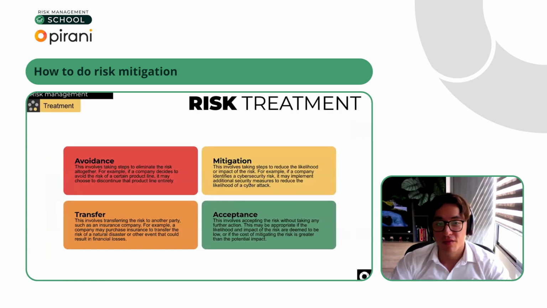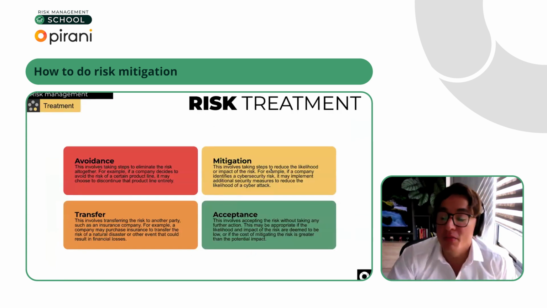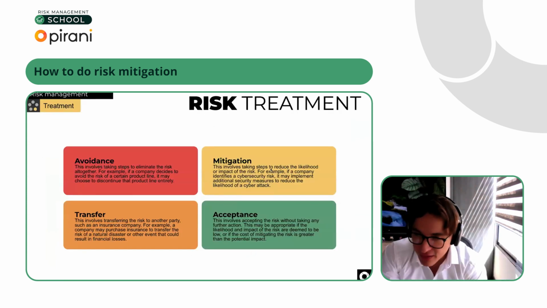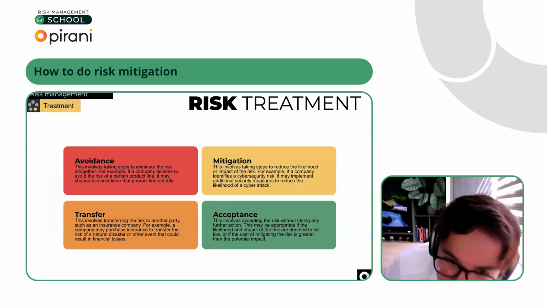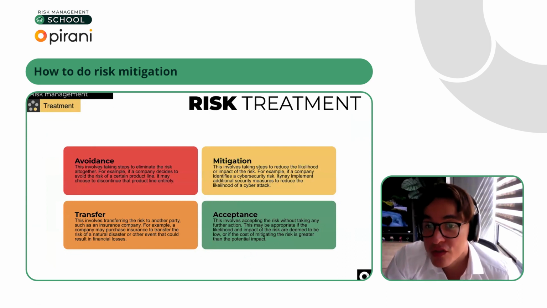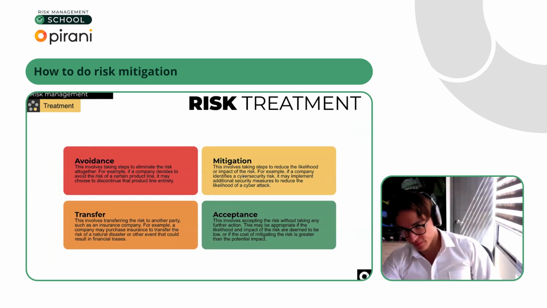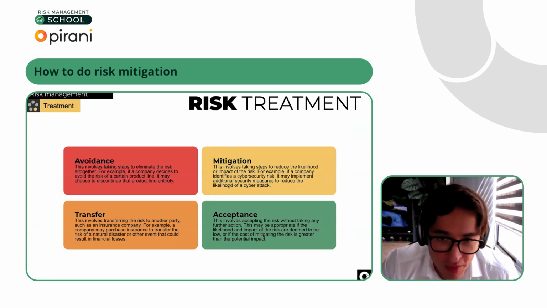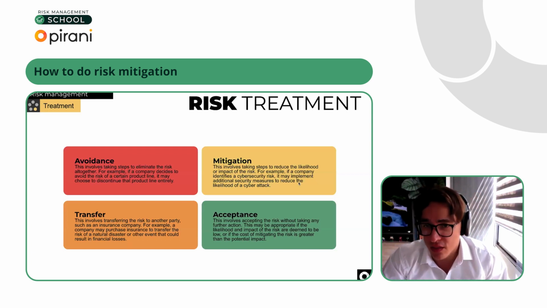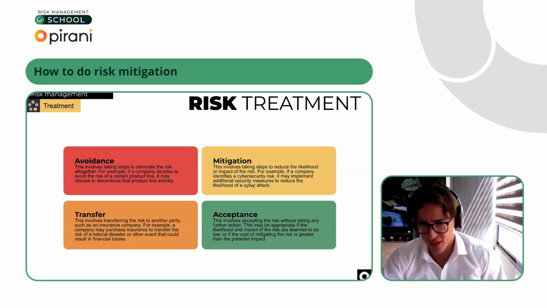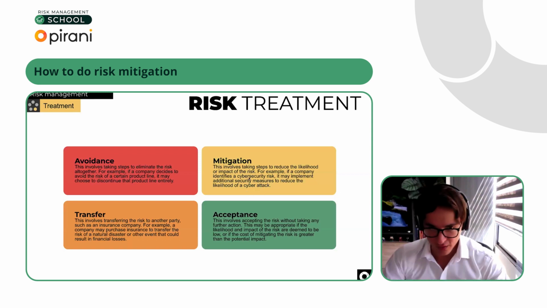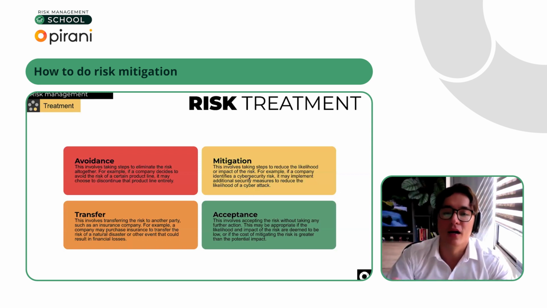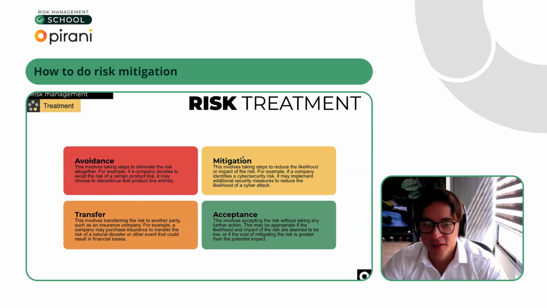But the first step will be mitigation. And again, this is not the only risk treatment that you can follow. This involves taking steps to reduce the likelihood or impact of the risk. For example, if a company identifies a cybersecurity risk, it may implement additional security measures to reduce the likelihood of a cyber attack. So in today's class, we're going to talk only about mitigation.